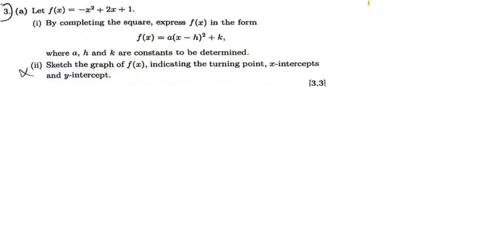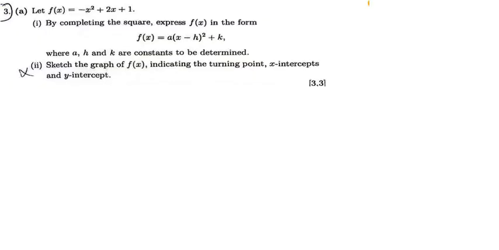So the question is saying, let f of x be equal to negative x squared plus 2x plus 1. Part 1 is saying, by completing the square, express f of x in the form f of x equals a open brackets x minus h squared plus k, where a, h and k are constants to be determined. Part 2, sketch the graph of f of x indicating the turning point, x-intercept and y-intercept. Okay, so let's first start with the first one.